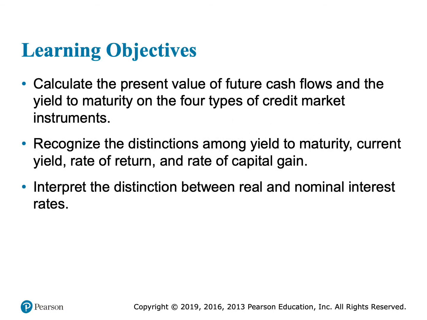We want to be able to calculate the present value of future cash flows and the yield to maturity. And we want to do so on, let's just say, 4 types of credit market instruments. We want to be able to recognize the distinctions among the yield to maturity, the current yield, the rate of return, and the rate of capital gain. Now, if you're going into finance, money and banking and the like, all of these terms are going to become very familiar to you. So try to get comfortable with them now, and as they are reiterated throughout the rest of your education, they'll become very natural to you.